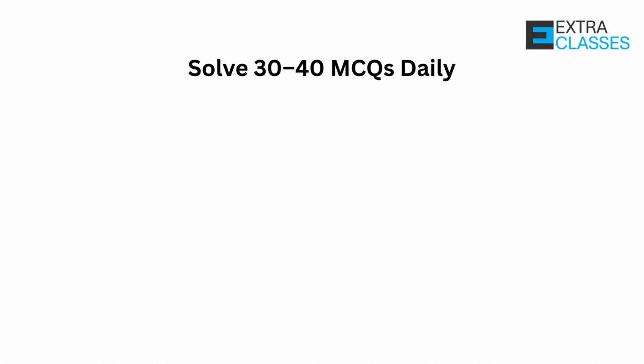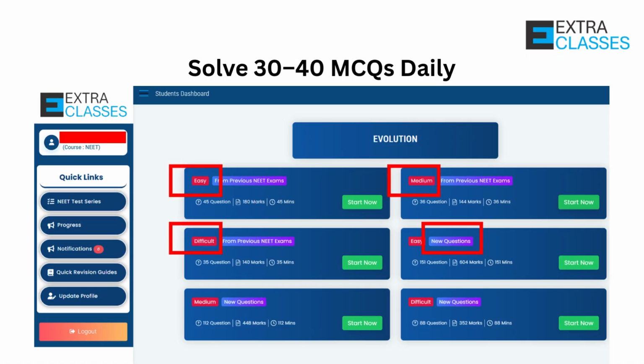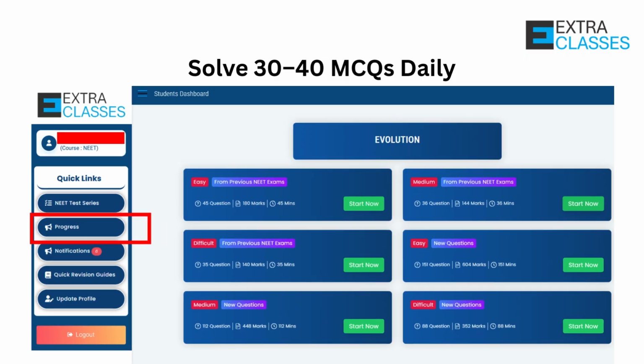Solve 30 to 40 MCQs daily. Have a mix of easy, medium and tough difficulty level questions. Begin from easy ones. Practice these questions on extra classes. If you can handle the tough questions on extra classes, then your probability of scoring high improves. Check mistakes and go through the progress tab to understand your prep journey.